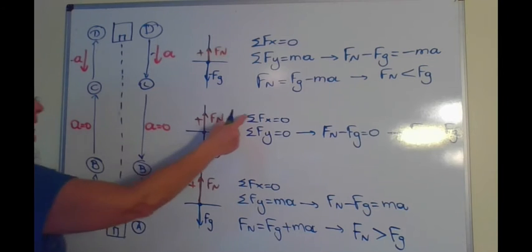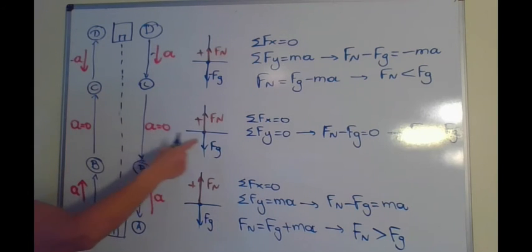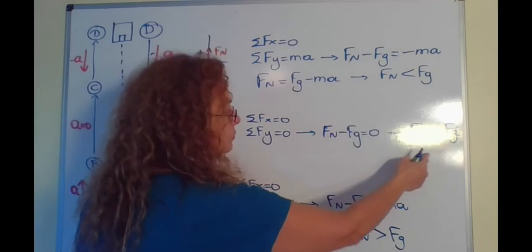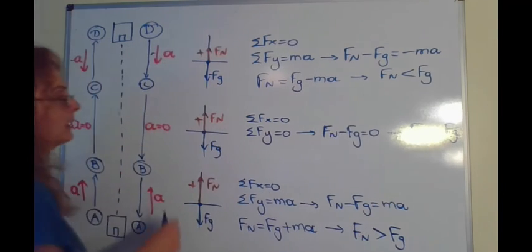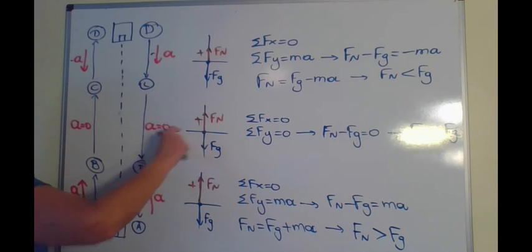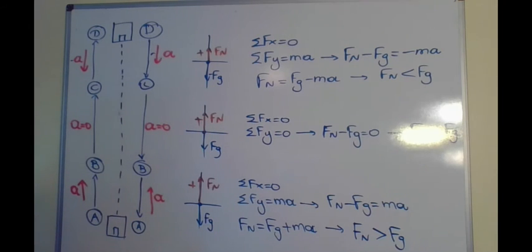In this case, we have that there's no acceleration, the sum of forces is zero. That means that the normal force should equal the force of gravity, and in my free body diagram, these two lengths should be equal. And then the third case, from A to B or B to C, again we have a similar free body diagram.